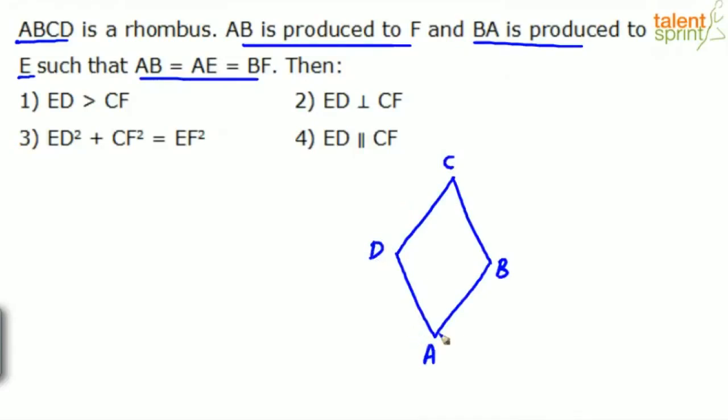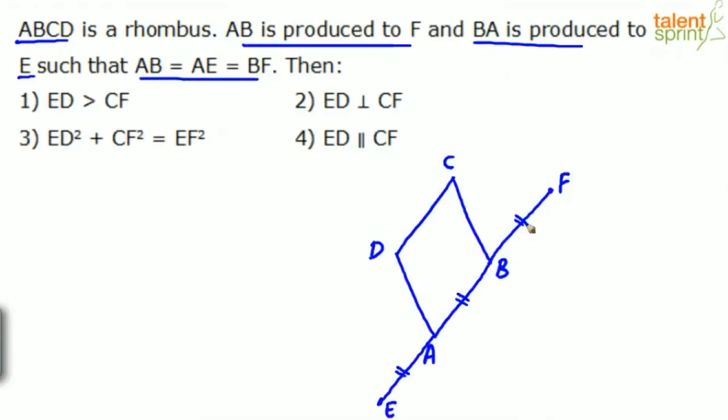Now AB is produced to F. AB is produced to F means what? From AB, you'll extend the segment AB. It is produced to F. And BA is produced to E. So AB is produced to the point F, and BA, from B towards A, is extended to E. This is point E, let us say, such that AB is equal to AE. AE is equal to BF.